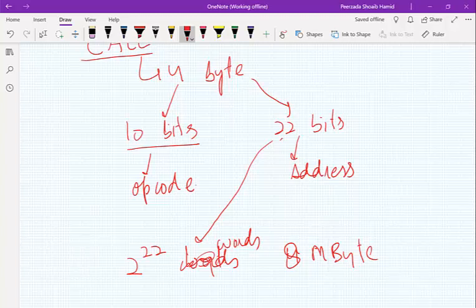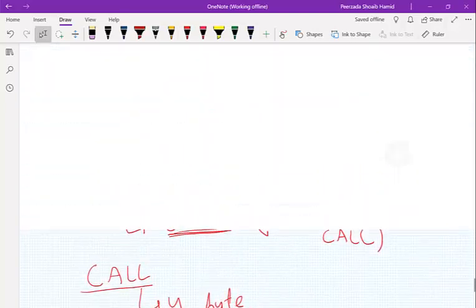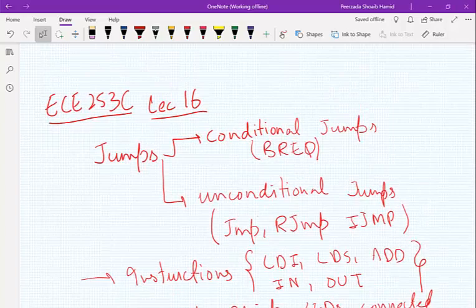Using this long call, we can jump anywhere in the 8 megabyte memory space of a microcontroller. Of course, the Atmega 328 doesn't have 8 megabytes, but some members of the AVR family have up to 8 megabytes of memory, and we can use this call instruction there. So for example, our sample program can be something like this. Let us repeat the program we have used earlier.